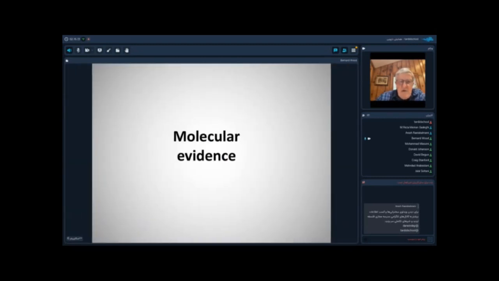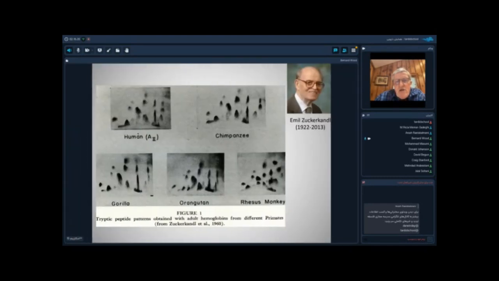So what about the molecular evidence? Well, the molecular evidence was investigated originally by two researchers. One was called Emil Zuckerkandl, and what he did was that he broke a rather complicated protein called hemoglobin down into its component peptides, and then he used a relatively modern method called electrophoresis, or modern at the time, to see if he could separate the peptides.